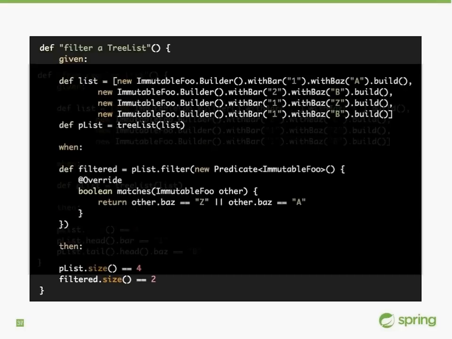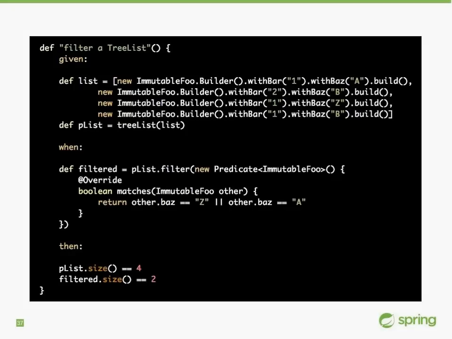So now let's do some actual computation. If you start to think about what types of computation we do, most of what we can do is one of 2 types of operations. We either filter data structures or we summarize data structures. So let's do filtering first. Let's take that same list in our given state, that same Java util array list, and wrap it in a tree list. In our when operation, what I want to do is filter this data structure down to everything that doesn't have a baz value of Z or A. So to do that, I'm actually going to call the filter method on plist. Filter takes a single argument, which is a predicate.